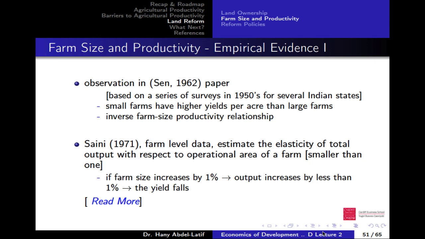But this relationship was investigated more empirically by this paper in 1971, which used farm level data and estimated the elasticity of total output with respect to the operational area of a farm, and they found that this is smaller than 1. So you'll see in the estimation the betas, what they estimated is less than 1. What that means is, if the farm size increases by 1%, output increases by less than 1%. Okay, that means it's less productive. So as it gets bigger, it becomes less productive. So this is observation and some sort of empirical evidence.